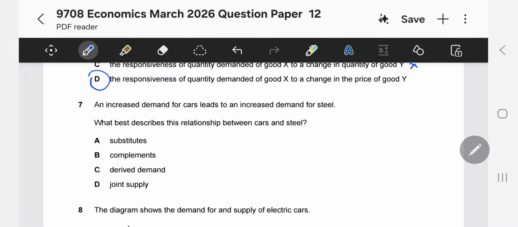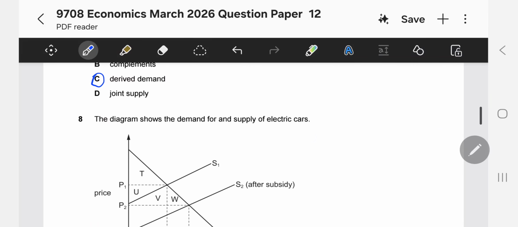So this is derived demand, because people buy steel to make the cars. The steel is for making the car. That's what is called derived demand, when you demand something because of what it can produce. Pretty easy. Let's try this one.